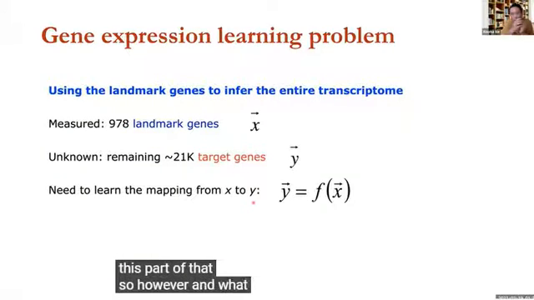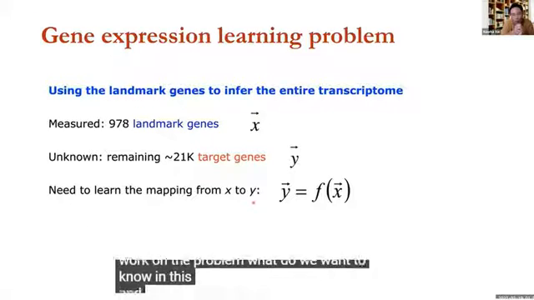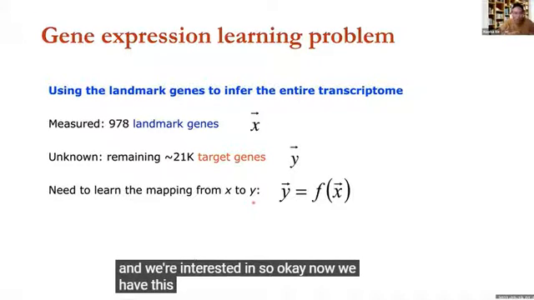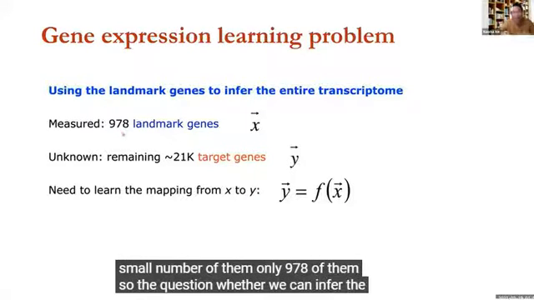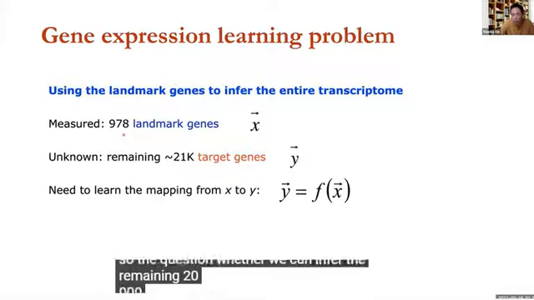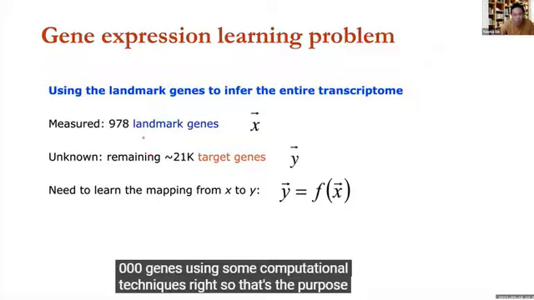However, when we initially worked on this problem, what we wanted to know was this: now that we have these landmark genes, a small number of them, only 978, can we infer the remaining 20,000 genes using computational techniques? That's the purpose of this work.